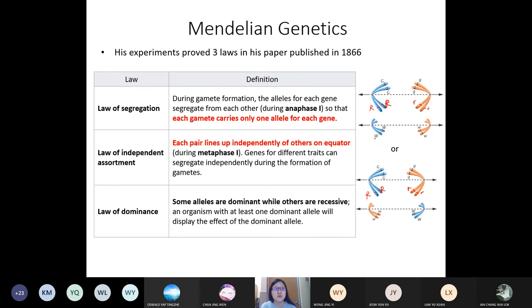W can change, right? It can be small w or big W here. But you can see a big G and big R is always going to be inherited together. Small g and small r are always going to be inherited together. Why? They are on the same chromosome. How do they separate from each other? They cannot separate from each other.